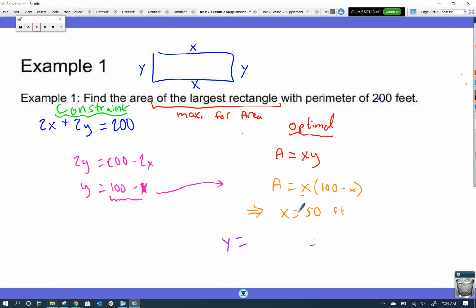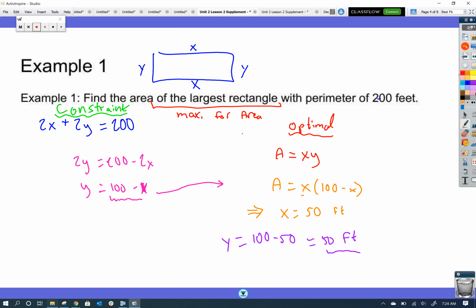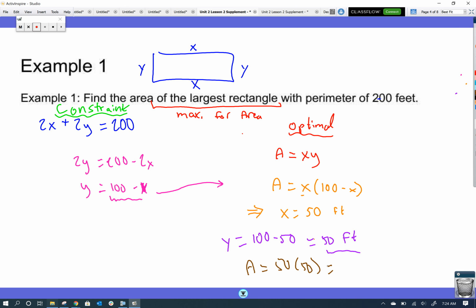Our y is, well, right here we got a road map. We got 100 minus x there. 100 minus 50 is 50 feet. That's our y. So our area, when we put all that together, is 50 times 50, which is 2500. Here we go, units, feet squared. Feet squared for any areas.